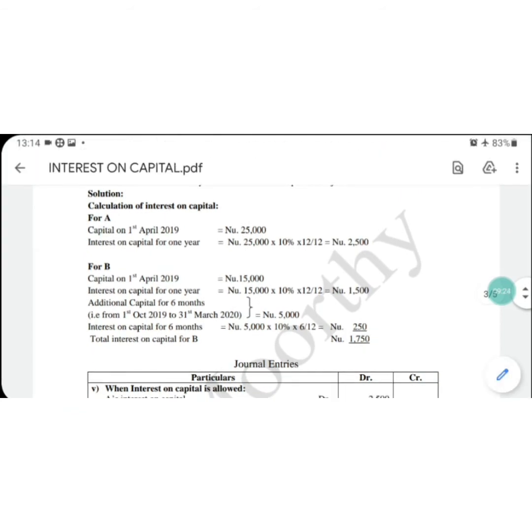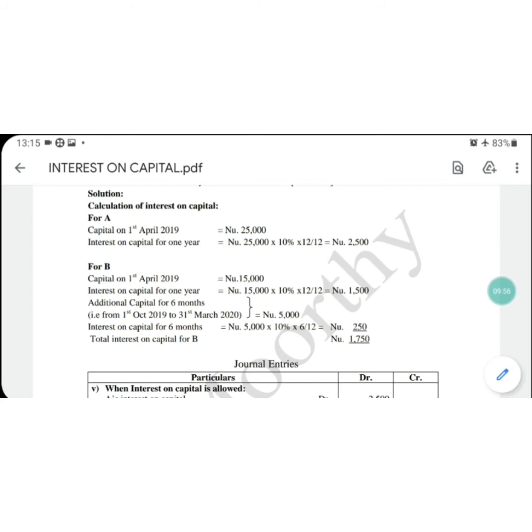For B, when you calculate the interest on capital, the capital 15,000 was the opening balance of capital, and this capital has been used by the business for 12 months. 15,000 times 10% times 12 divided by 12 comes to 1,500.